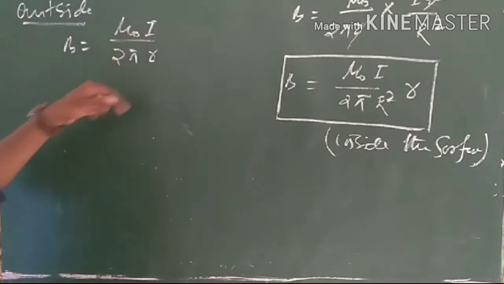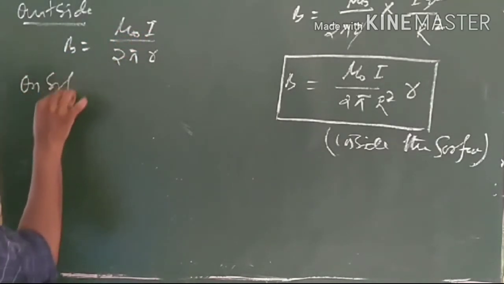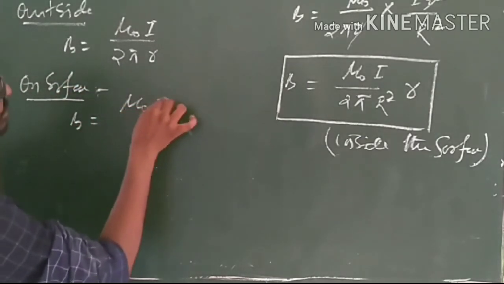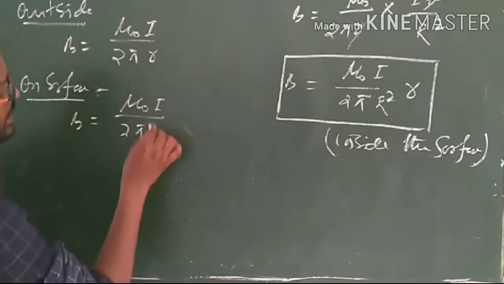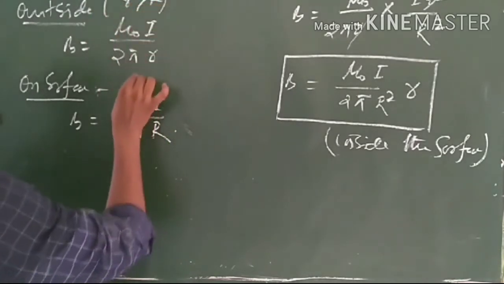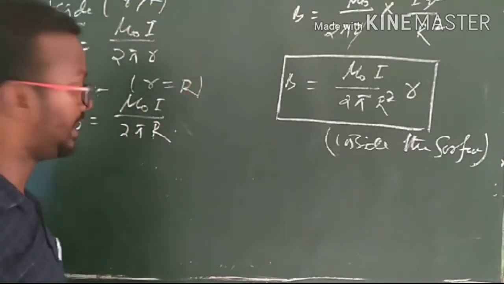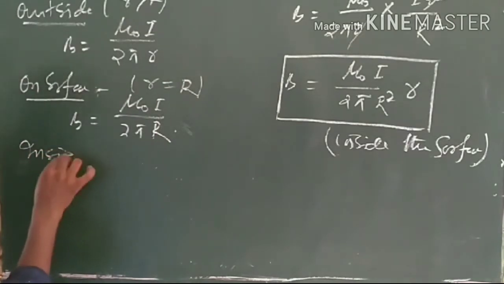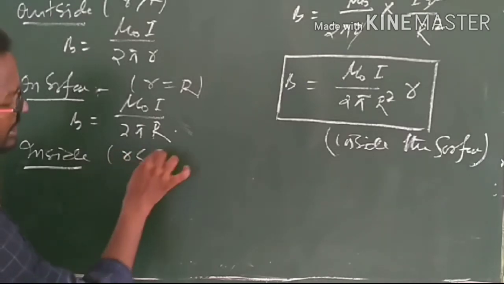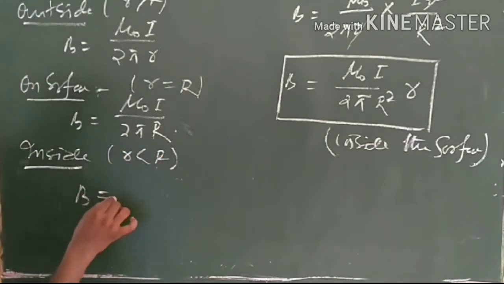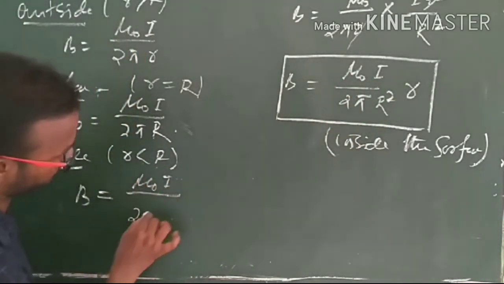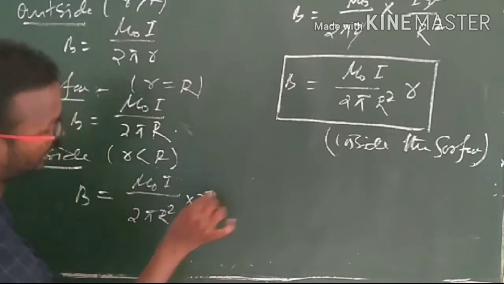B equals mu naught I by 2 pi r. On the surface of the cylinder, that is B equals mu naught I by 2 pi R, where this r will be capital R. That means for an outside point, r is greater than R, but here on the surface r equals R. And for an inside point, within the surface, that is small r which is less than capital R, at this point B equals mu naught I, which is divided by pi R square, into r.